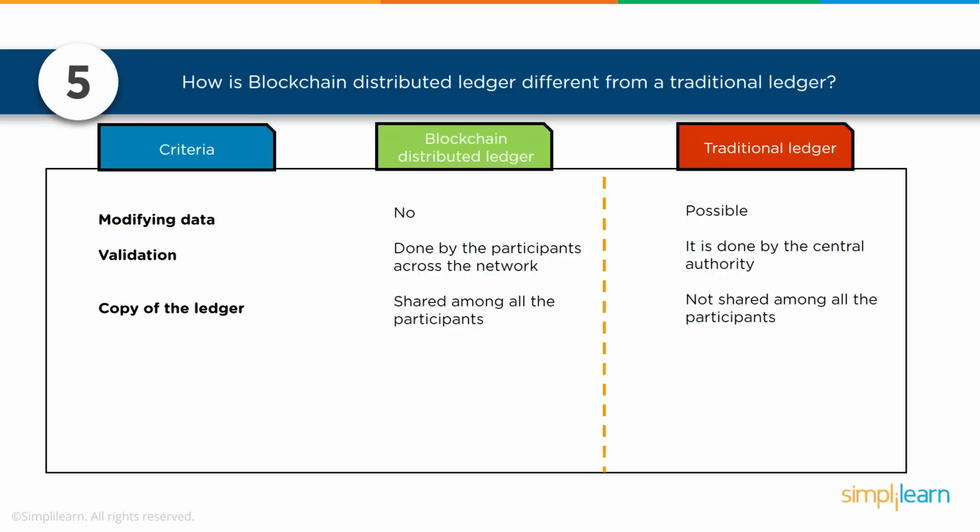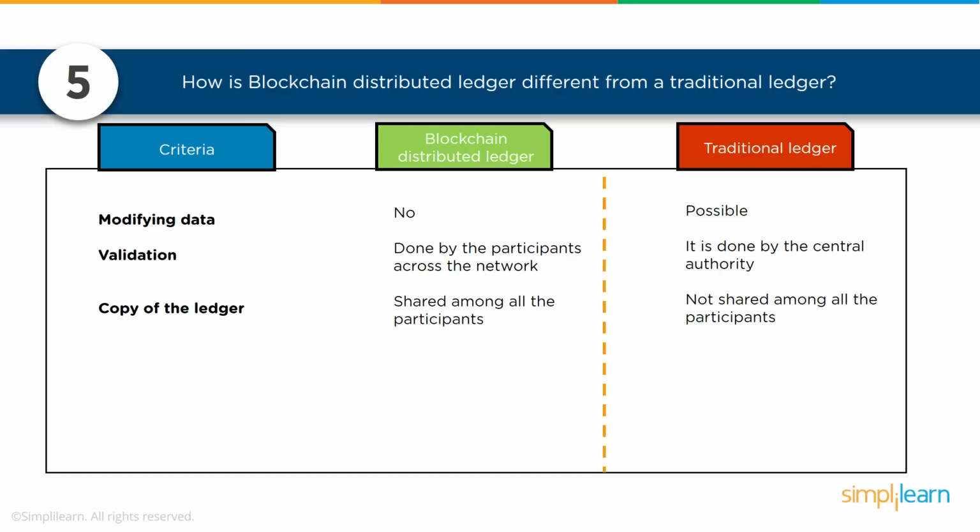Ability to modify data? No. Once the data or a transaction is registered, it cannot be altered. In a traditional ledger, it is possible. How is validation done? In a distributed ledger, it is done by the participants of the network. In a traditional ledger, it is controlled by the centralized authority.